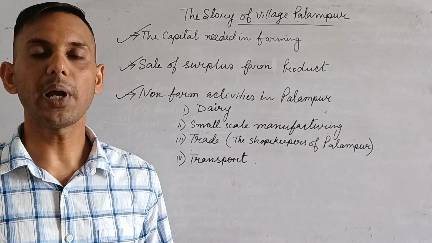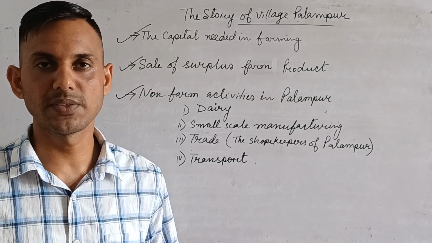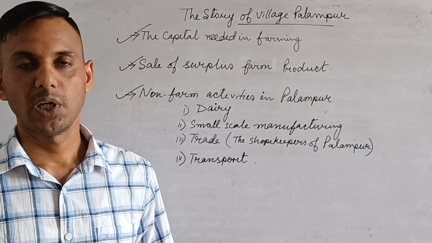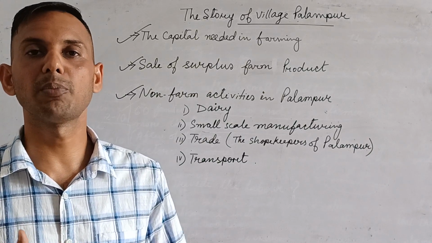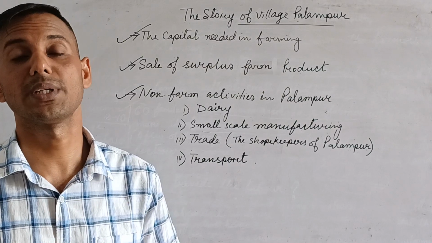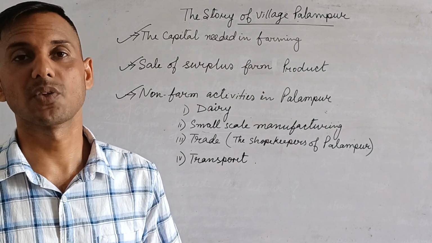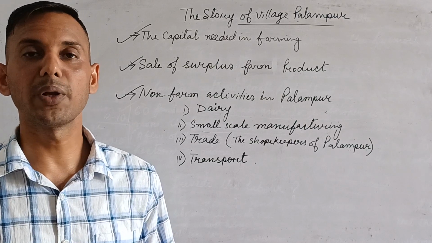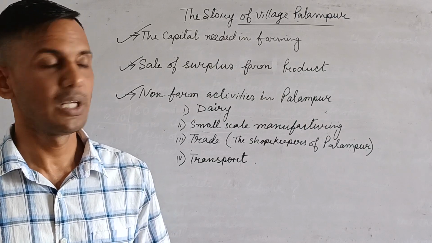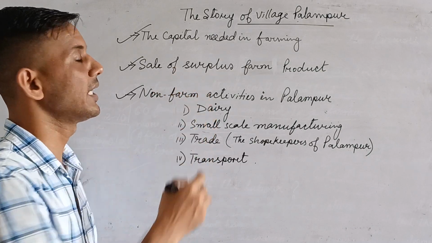So if you don't have money to buy the fertilizer, then you cannot use it. If you don't have money for irrigation facilities, then you cannot produce more than one crop from the same piece of land. Clear? You cannot buy a tractor, you cannot buy the HYV seed. So that's why capital is needed in farming.